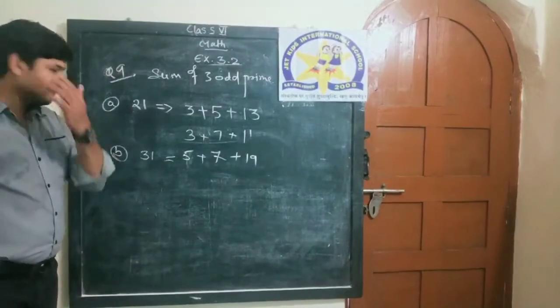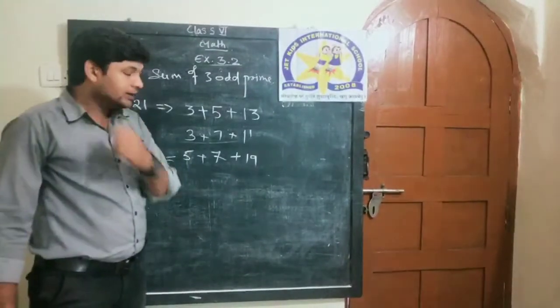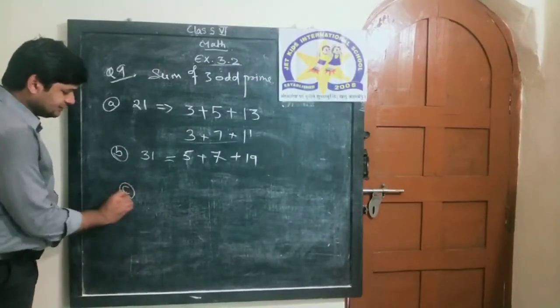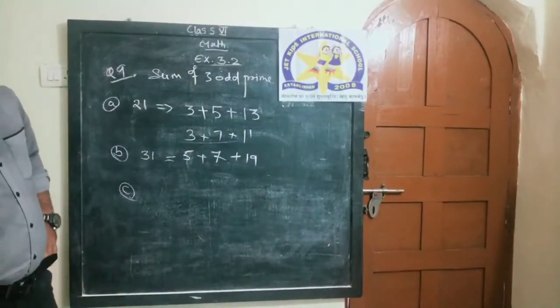You have your table, that is the chart of 1 to 100. It is already given in the notebook and you have to solve it. Okay, the next thing is C. Clear? What is C?